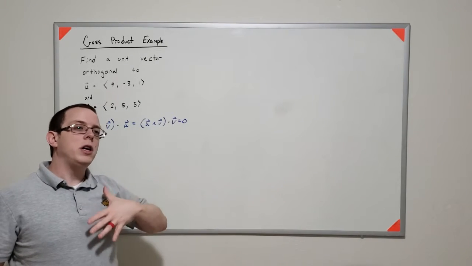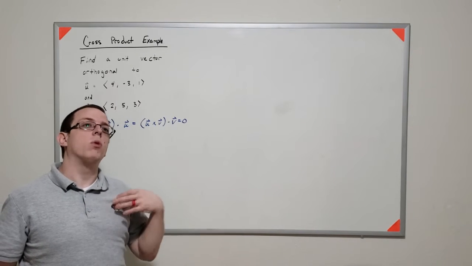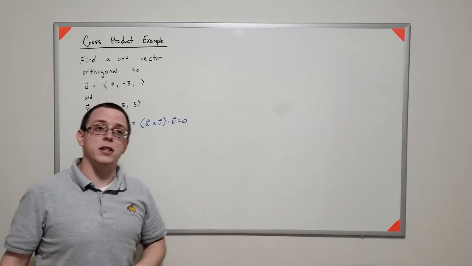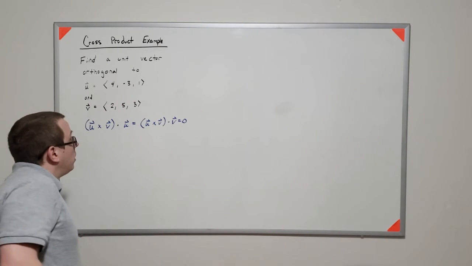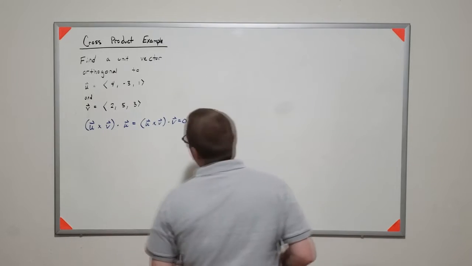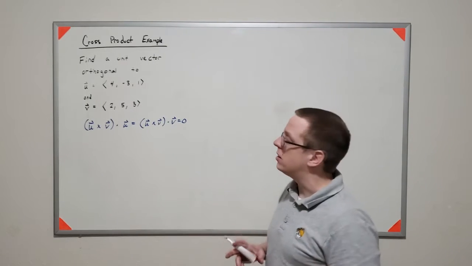So what we're going to need to do is generate that orthogonal vector with the cross product, and then we're going to need to find a unit vector in the same direction. Actually, it doesn't have to be in the same direction, it just has to be parallel to it. So we'll talk about that in a second.